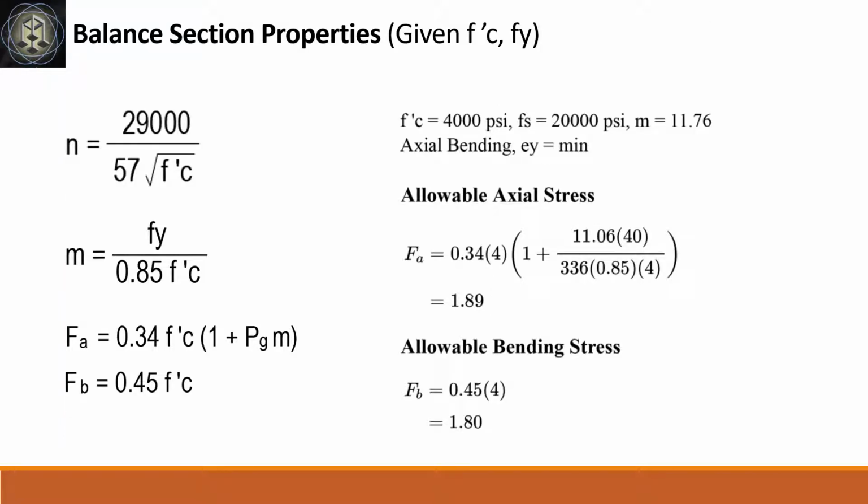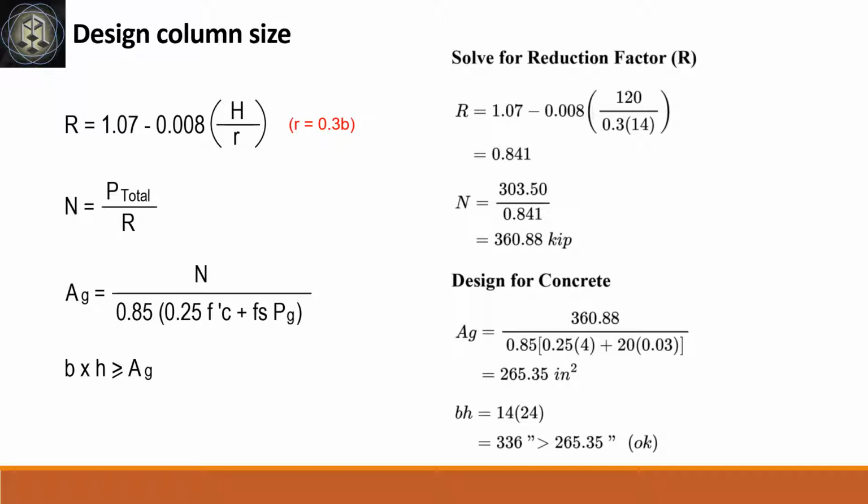Given f'c equals 4000 psi, fy equals 40,000 psi, the ratio and allowable stresses are as follows. n equals 8.044, m equals 11.76, Fa equals 1.89, Fb equals 1.8. The reduction factor is 0.841 and the nominal load is 360.88 kips. The gross area of column is 265.35 square inches, less than 336 square inches from assumed size of column.